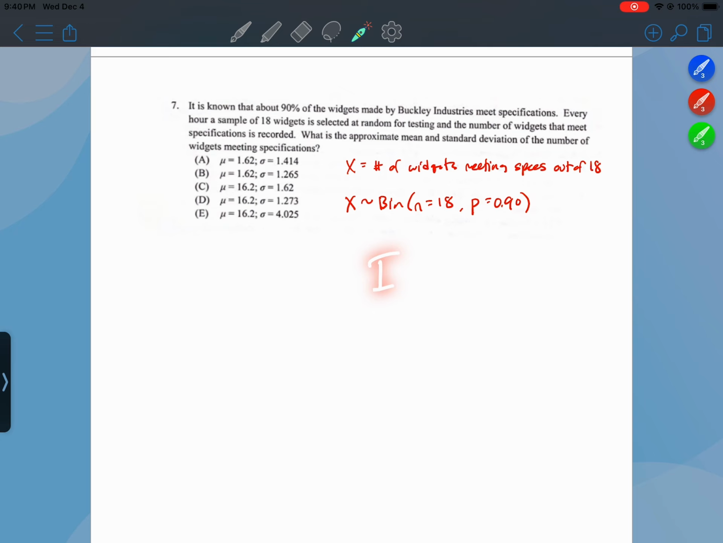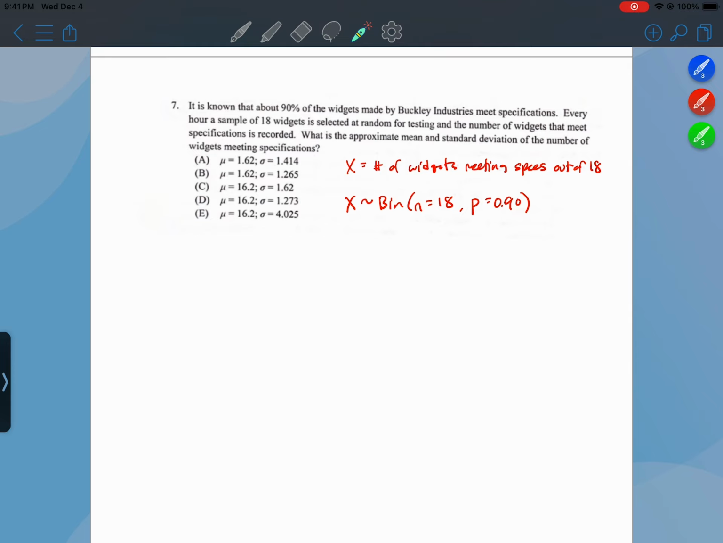Are the trials independent? Well, it doesn't really say, but I'm assuming that the outcome of one widget doesn't have any influence on the outcome of another widget. And are the trials fixed? Yeah, we're only going to sample 18 widgets. And then S, do we have the same probability of success? Yeah, because about 90% of widgets, whether it's the first, the last, or some widget you sample in the middle, there's a 90% chance that it meets specs.